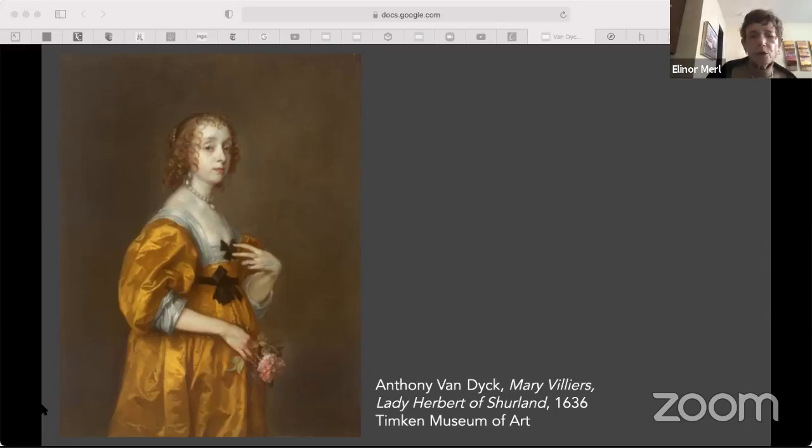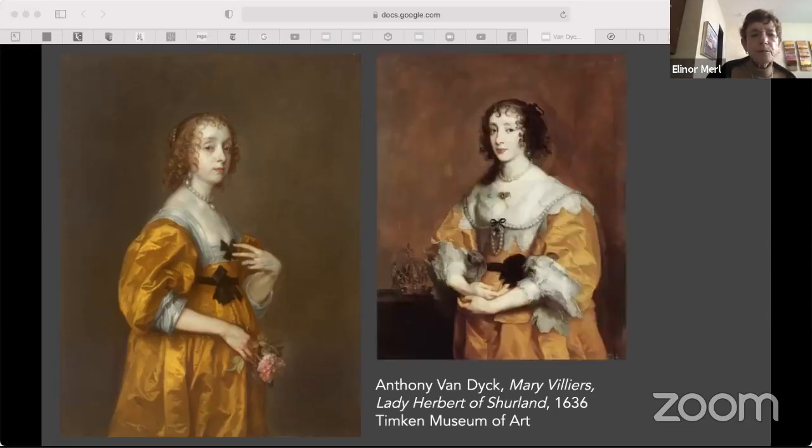Now, if we take a look at the portrait I showed you earlier of Queen Henrietta Maria, which was done the same year, we see that both are wearing what appear to be the same pearls, and that the queen is also wearing the black ribbon of mourning. We don't know if Mary Villiers borrowed the pearls from the queen, but the same pearls, known as the Mancini pearls, still exist today.